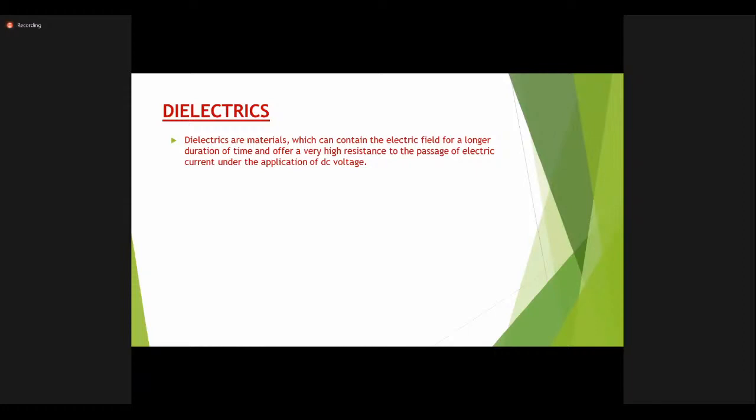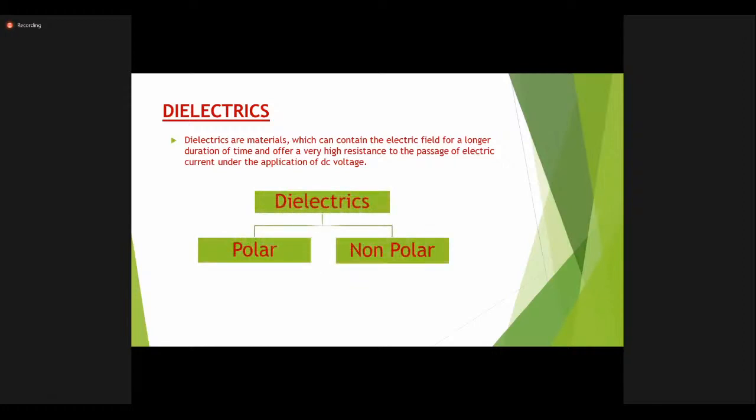So basically, dielectrics are materials in which the electric field can be contained for a longer duration of time, but at the same time, the material offers a high resistance to the passage of electric current. Now, what are those materials you call which offer high resistance to the passage of electric current? We call them insulators. So basically, dielectrics are nothing but insulators. Then why don't we call them insulators? The reason being, insulators do not contain electric field, whereas dielectrics do contain electric field.